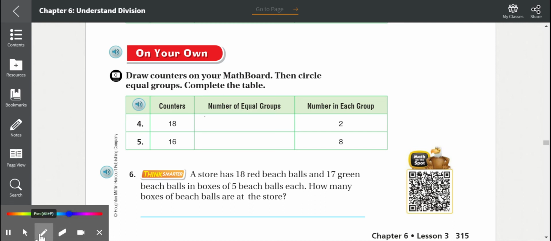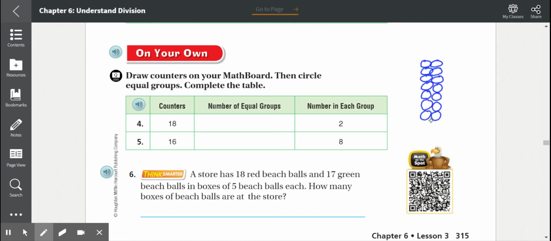Let's go ahead and correct. So we have 18 counters in groups of 2. That's 1, 2, 3, 4, 5, 6, 7, 8, 9, 10, 11, 12, 13, 14, 15, 16, 17, 18. So that's one group of 2, 2, 3, 4, 5, 6, 7, 8, 9. You should have gotten 9 groups.